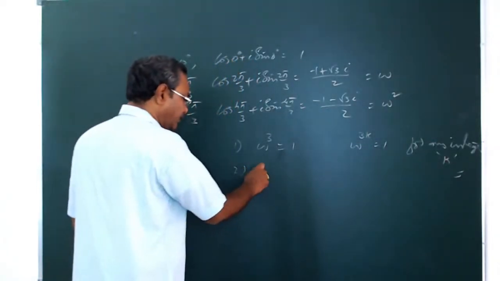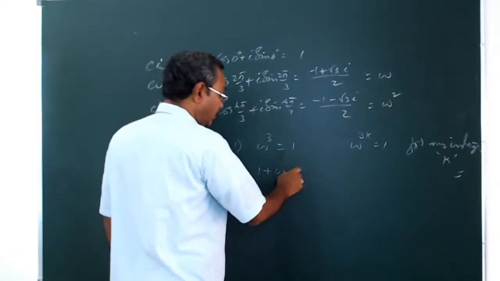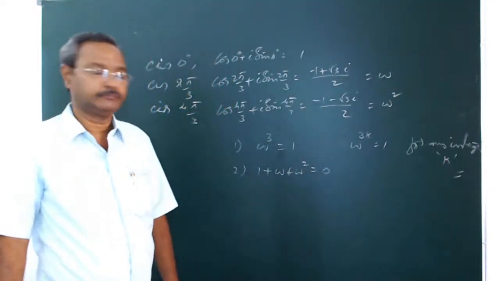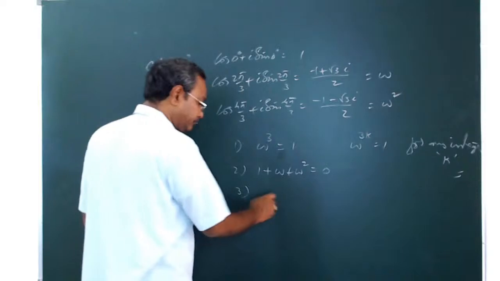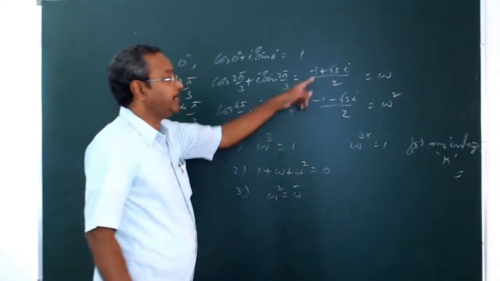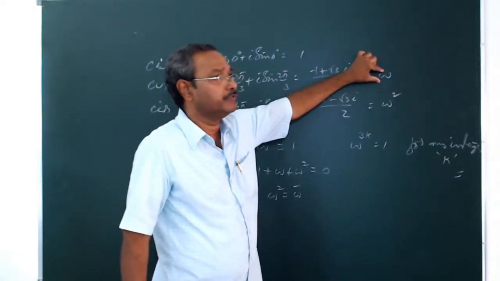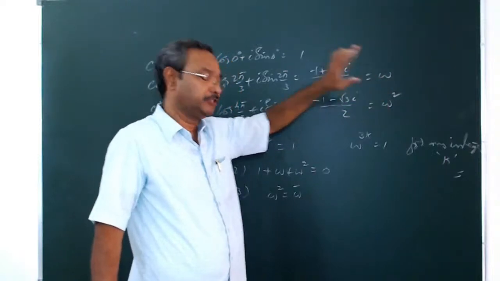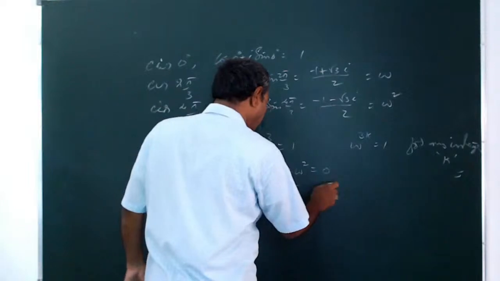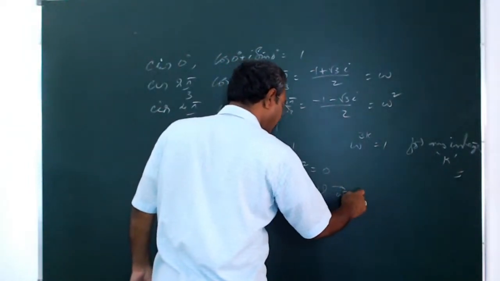The next one is the sum of these cube roots of unity, that is 1 plus omega plus omega square, is equal to 0. The third one is omega square is equal to omega bar. One is the conjugate of the other. So this is the conjugate of this one, and this is the conjugate of this one. So omega square is equal to omega bar, and omega bar square, or omega square bar, is equal to omega.